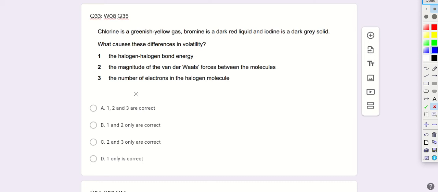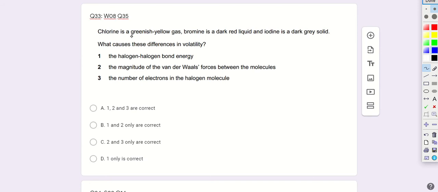Okay, chapter 12, question 33. So what causes difference in volatility in chlorine, bromine, and also iodine? Now, volatility in chemistry means how easily a substance can vaporize. It can turn into gas.